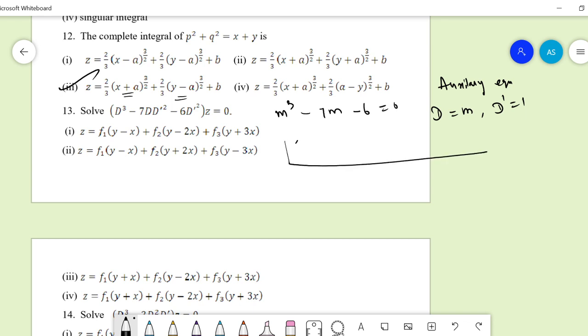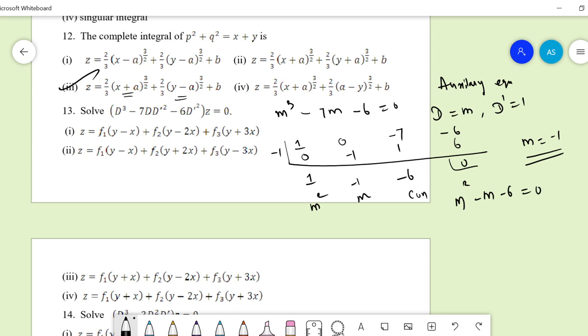Just use this equation: m cube coefficient, m square 0, m, minus 6. You can use minus 1 or plus 1 by the trial and error method. I am using minus 1. So minus 1, minus 1, plus 1, minus 6, so the remainder is 0. m equals minus 1 is one of the roots. Now the cubic equation is reduced to a quadratic expression: m square minus m minus 6 equals 0.